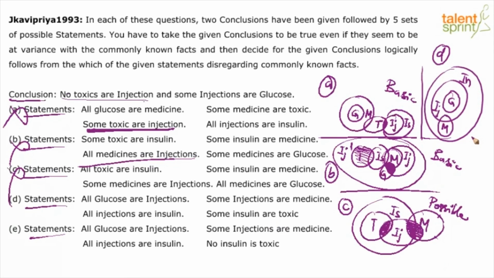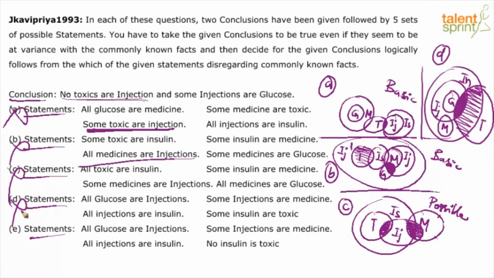So again, I'll try to draw a diagram in such a way that one of the conclusions goes wrong if it is really possible. And yes, some insulin are toxic. Can I draw some insulin are toxic in this way? See, some insulin are toxic. But in this process, we also find that some injections are also becoming toxic. Some insulin are toxic means this shaded region. But some injections are toxic, this completely shaded region. So the point is, the conclusion says no toxics are injection. But here we find that some toxics are injections. So which means D also is wrong.